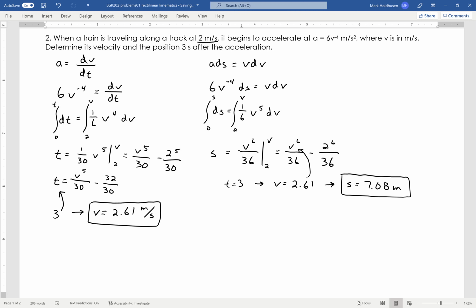The other way I could have done it, and I'll let you do that on your own if you want to see it, is I could have taken my velocity as a function of time that I found initially, and then integrated that one more time to get to position as a function of time, then plugged in 3. Either way is fine, okay? But I just wanted to show you that other equation that we have not used yet.